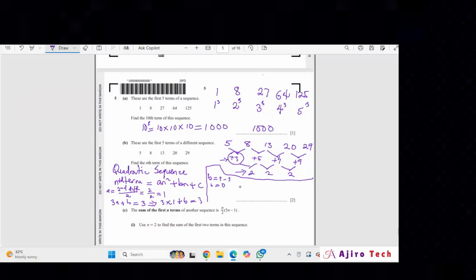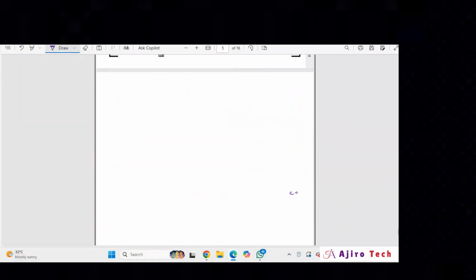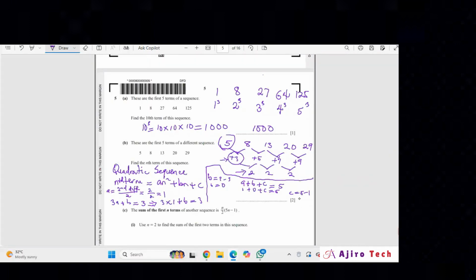So if I want to get C, finally, let me get C. C is going to be A plus B plus C. This is the formula, and A plus B plus C is equal to 5. Why 5? Because you use the first value here. That is that 5. So this is how you get them. From here, you already know your A, which is 1. Your B is 0 plus your C, which is equal to 5. So our C will be equal to 5 minus 1. So 5 minus 1 is equal to what? C is equal to 4.